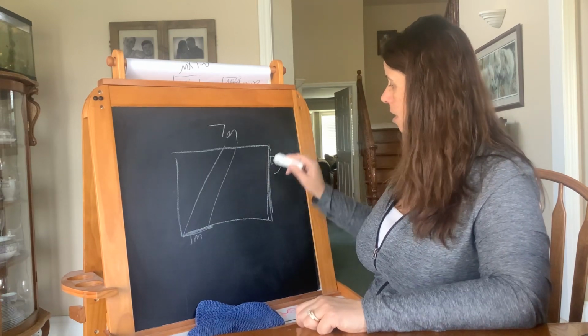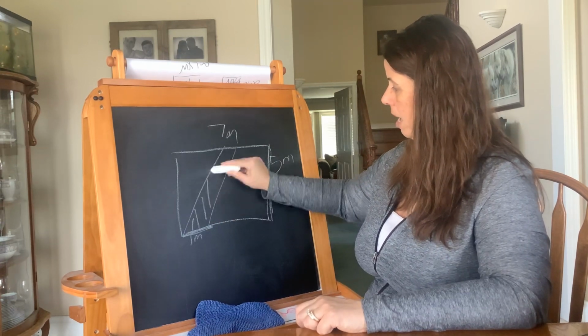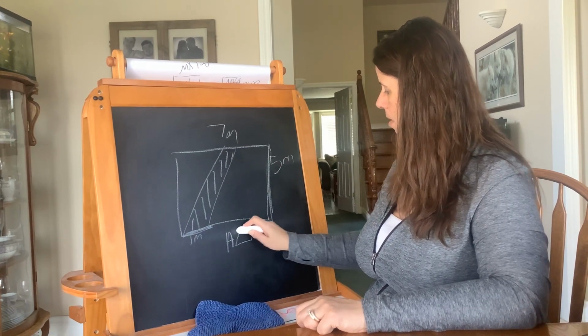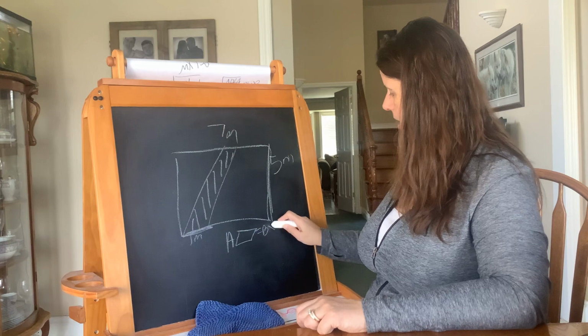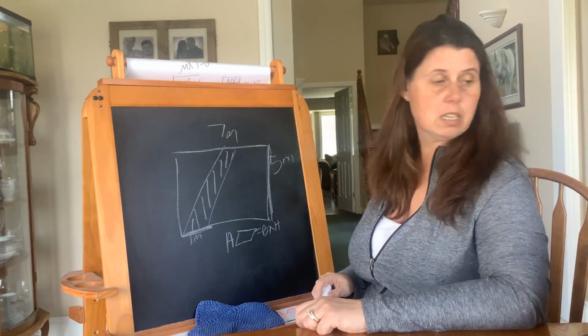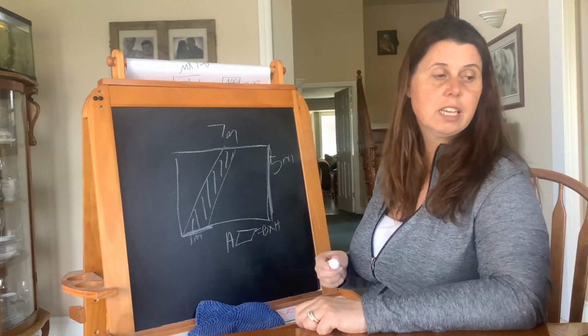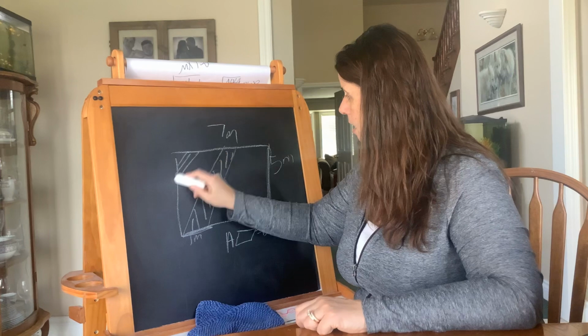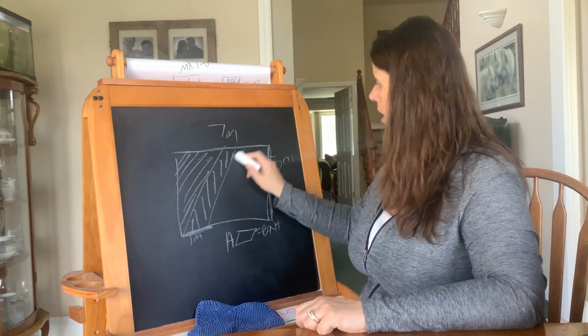Now they want the area of the path, okay? Remember, area of a parallelogram is base times height. We have the base, we have the height. Easy, right? Next thing, they want the total area of the flower beds. So they want this part and this part.